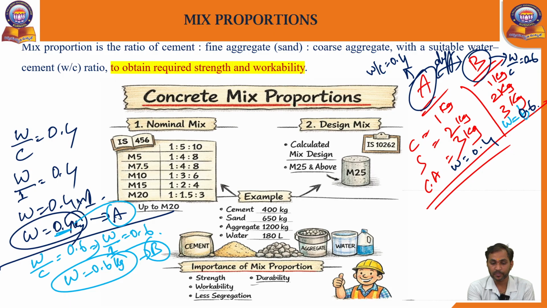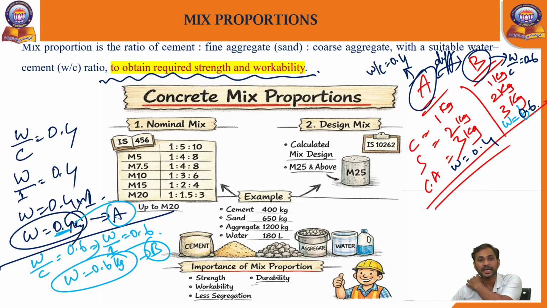So that's why mixed proportion is nothing but the ratio of cement, sand, coarse aggregate, commonly taken with a suitable water content. See here, for student A and student B the water contents are different, so the workability also differs. So why do we have to take this? Because to obtain the required strength and good workable nature of fresh concrete. Now you have understood, no?